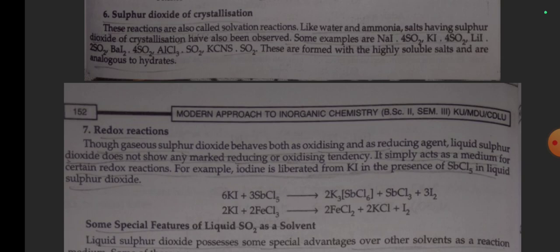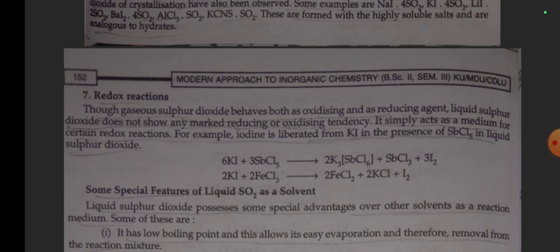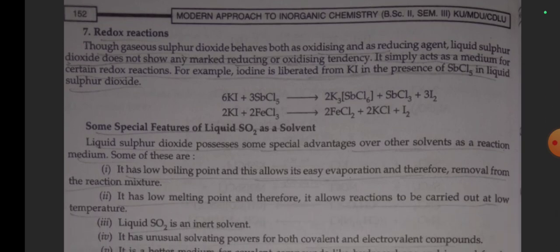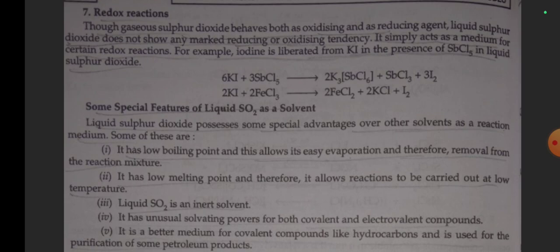Like water and ammonia, salts having sulfur dioxide of crystallization have also been observed. Some examples are NaI.4SO2, KI.4SO2, LiI.2SO2, RbI.4SO2, AlCl3.SO2, KCNS.SO2. These are formed with the highly soluble salts and are analogous to hydrates. Number 7. Redox reactions. Gaseous sulfur dioxide behaves both as an oxidizing and as a reducing agent. Liquid sulfur dioxide does not show any marked reducing or oxidizing tendency. It simply acts as a medium for certain redox reactions.